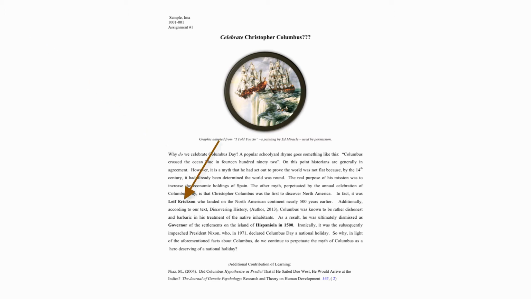If you'll notice here, the term Leif Erikson is in bold. I look for at least 3 bold terms coming directly out of the reading material. Always cite your source, in this case the Discovering History, and then always cite the author in proper APA format. In this particular case, that would be parentheses, author's name, comma, date, close parentheses. So here again, 2 more bold terms that came directly from the reading material.